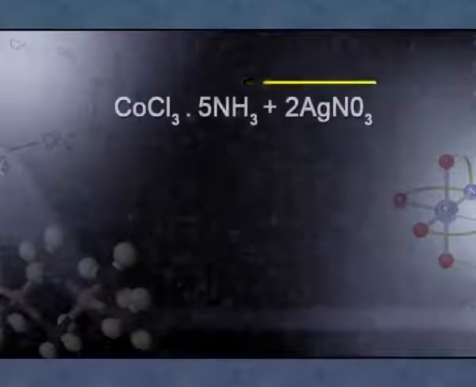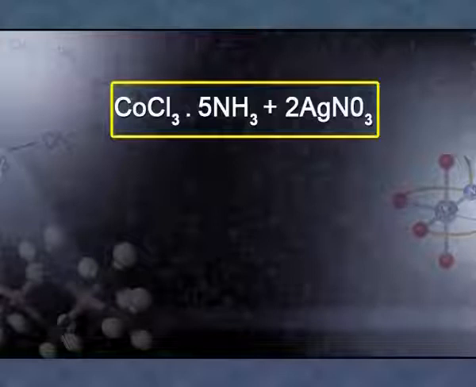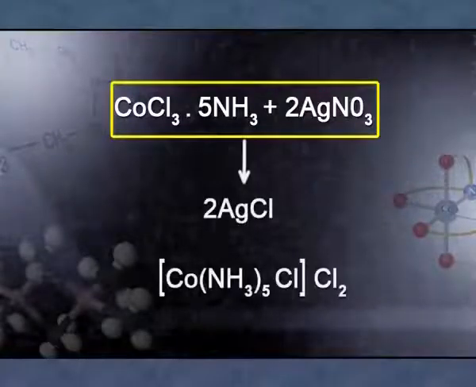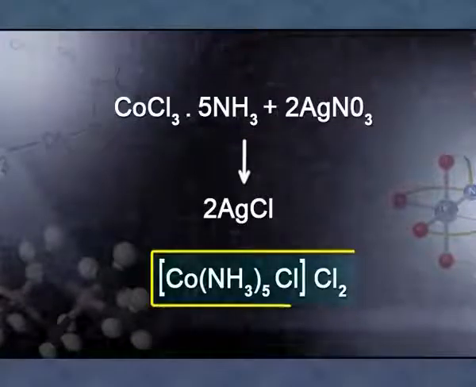The second compound he synthesized was CoCl3·5NH3. Again, he added silver nitrate. He found only 2 moles of AgCl. It indicates that out of 3, only 2 chloride ions are present outside the square bracket and 1 is present inside the square bracket. So he suggested the formula [Co(NH3)5Cl]Cl2. Similarly, you can take CoCl3·4NH3, where you find only 1 AgCl, so you get [Co(NH3)4Cl2] and 1 Cl outside the coordination sphere.